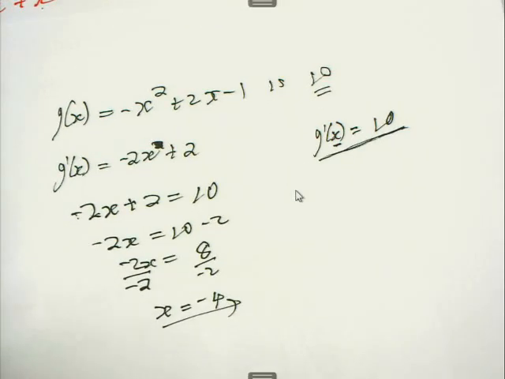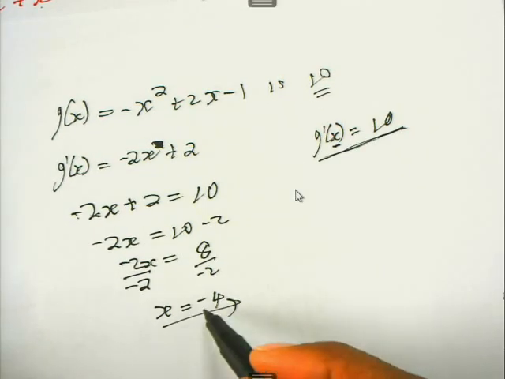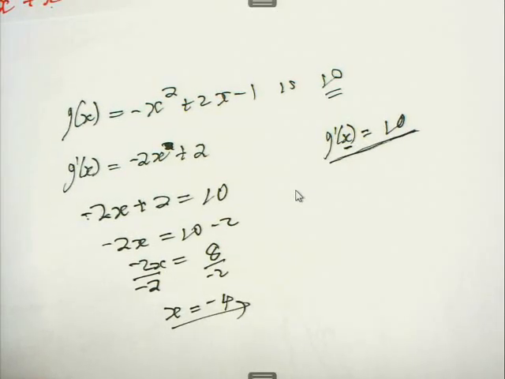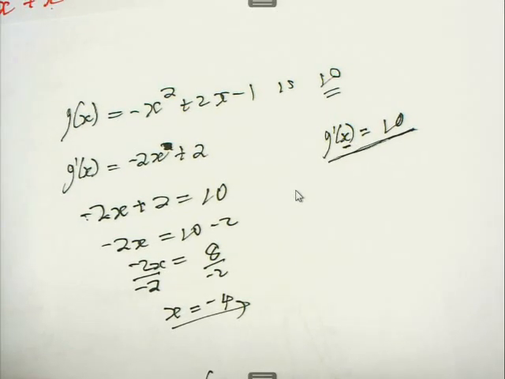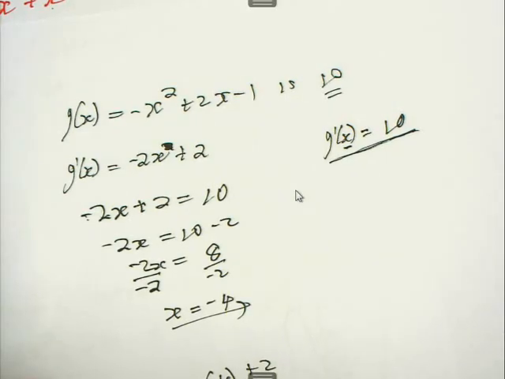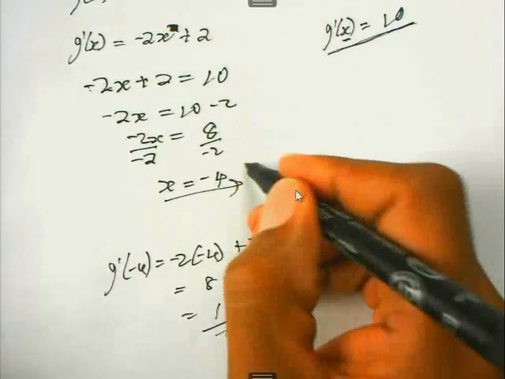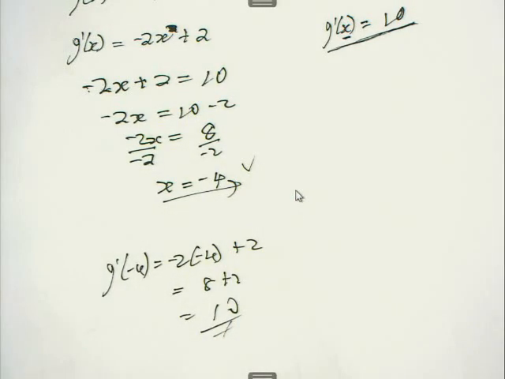Boys and girls, you can check this one. If the value of x is minus 4, you can just substitute it in there to see g prime of minus 4. It's minus 2 times minus 4, and then plus 2. That will be positive 8 plus 2. Then it is 10. Now you can see that x is equal to minus 4, and you are 100% correct. Good. I think, boys and girls, I have answered your questions very well.